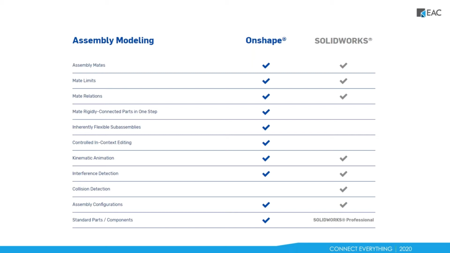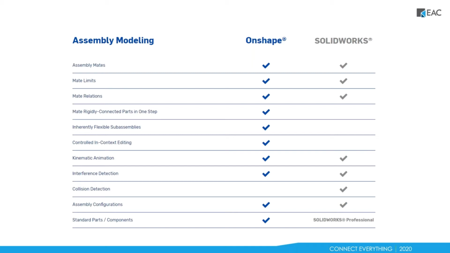Inherently flexible assemblies, just because of the nature of the way Onshape works, the flexibility of assemblies is just different and much better than your typical traditional CAD system. Controlled in-context editing, so we can work with the part while we're working on it and make changes to it, and also have that controlled. There'll be a little bit more discussion on this coming up in the next couple picks, and maybe it'll make itself a little bit more clear.